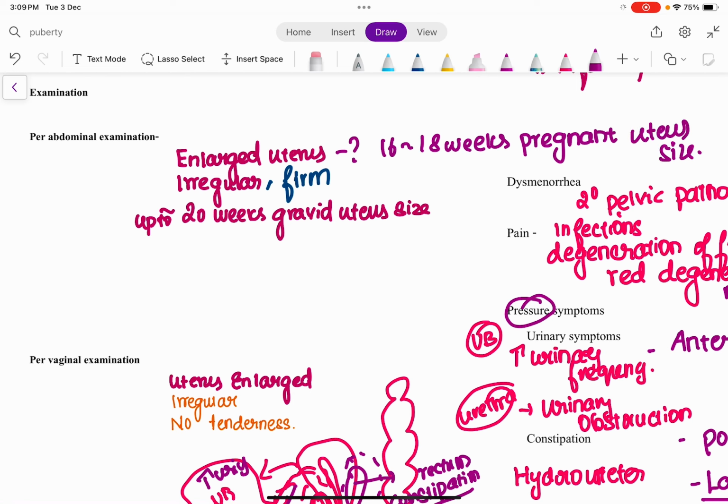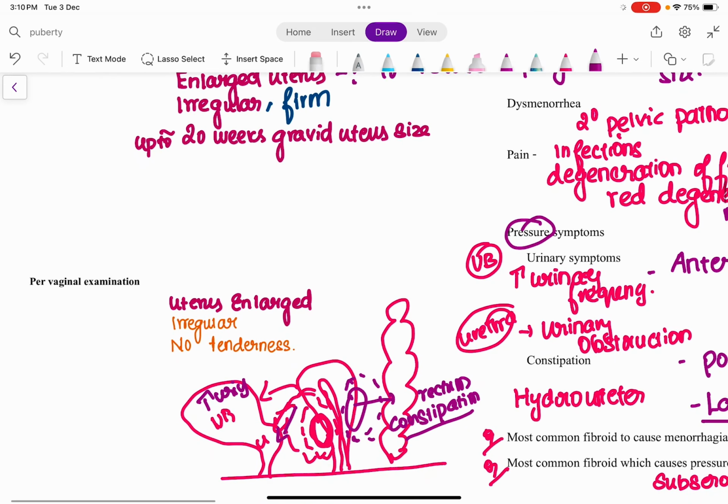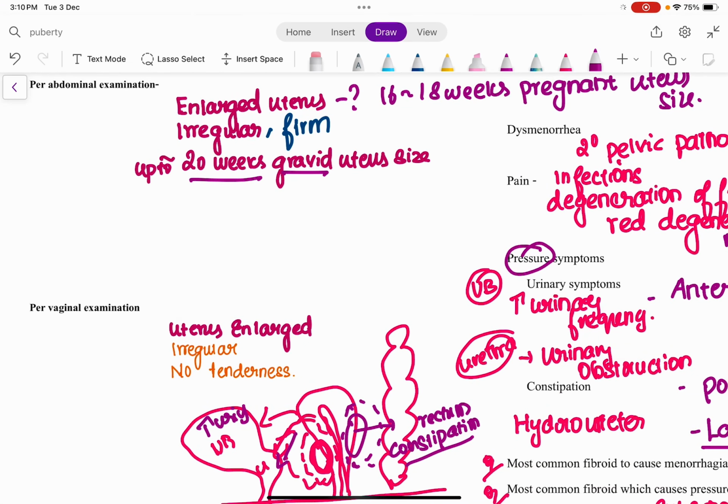So the fibroid can be enlarged very big, which could be compared to a 16 to 18, even more than that of a pregnant female's uterus size. And it is going to be irregular in consistency, and it is going to be firm, and the size could be around 16 to 18, or sometimes even more than that, 20 weeks gravid, which is pregnant uterus size. So the uterus is going to be enlarged, irregular, and firm.